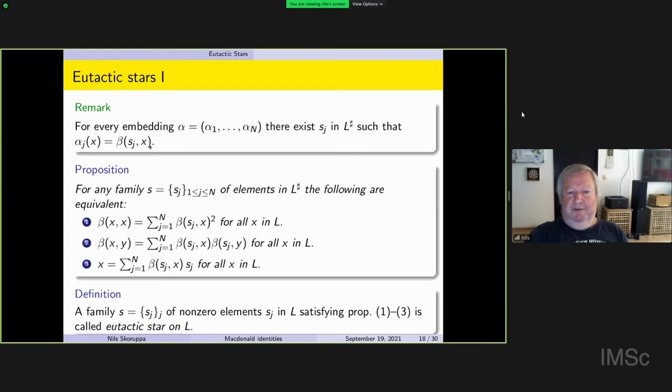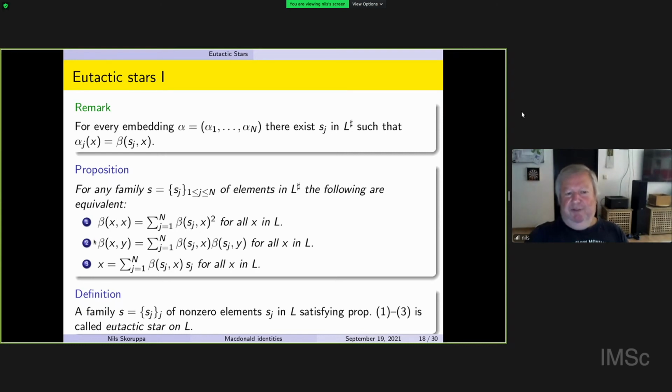And so then, since this is an isometric embedding into Z to the n, you have, of course, that beta x squared is equal to what I put here, the sum of beta Sj x squared. So that means just it's an isometric embedding. And so we look then at families of such elements in the dual lattice which satisfy this condition.